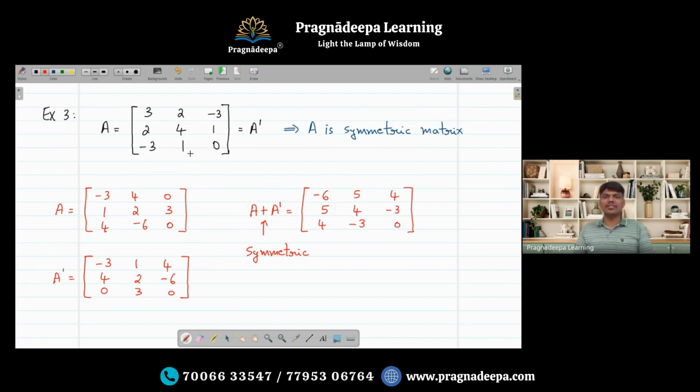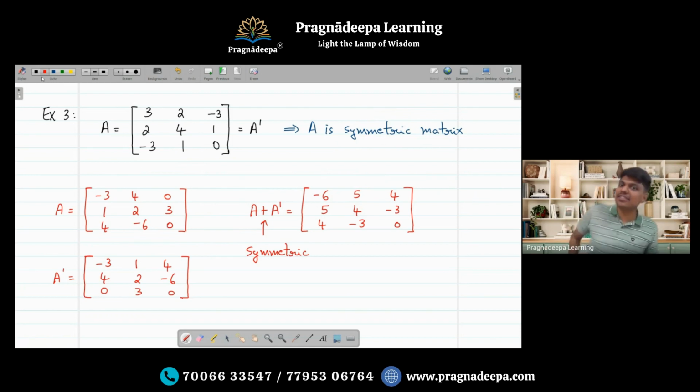Any doubt in this idea of construction of a symmetric matrix? Please understand, students, you take any matrix, symmetric or non-symmetric. If you add its transpose to that matrix, then definitely it will become a symmetric matrix, provided it is a square matrix. Correct?